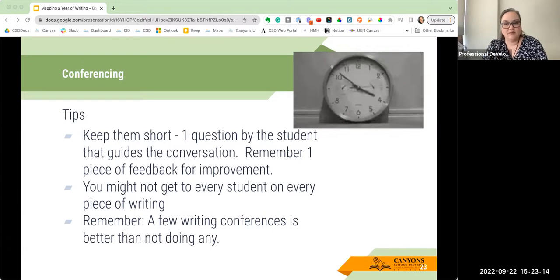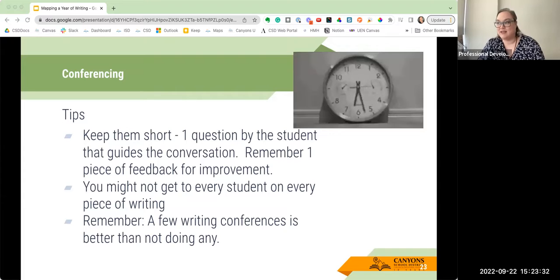So keep them short, like one question from the student that guides the conversation. There's one focus, one piece of feedback for improvement. So make it the most essential or the most important. And usually that's what's most important to the student.